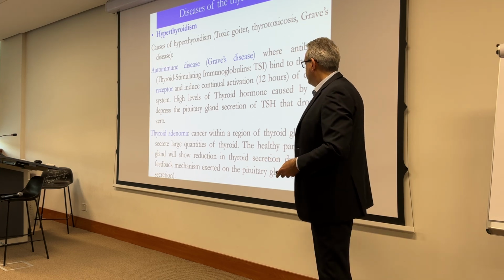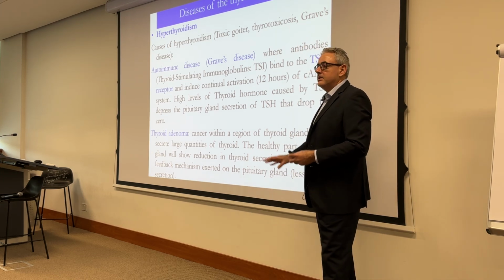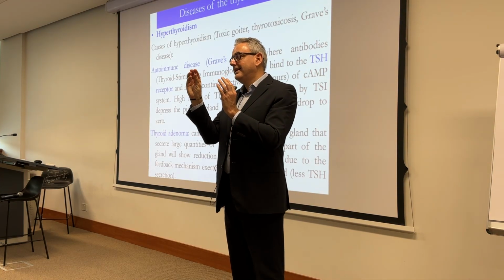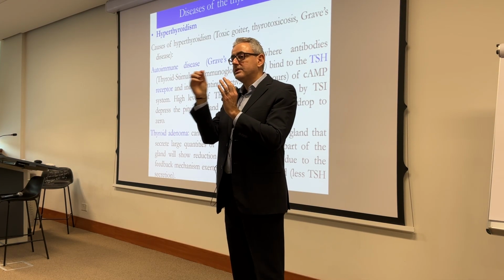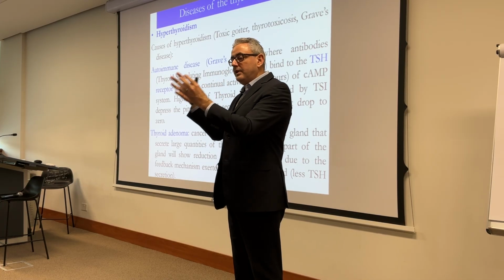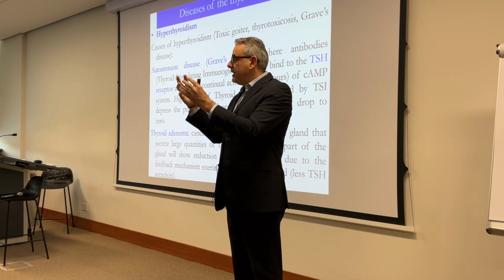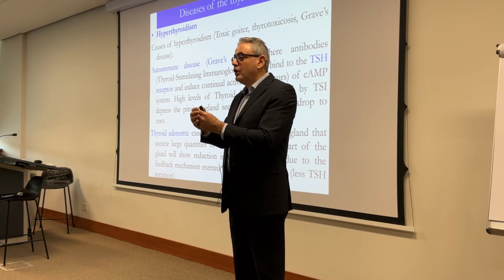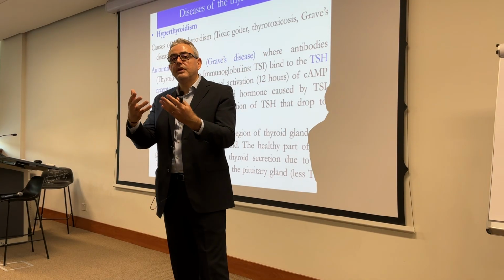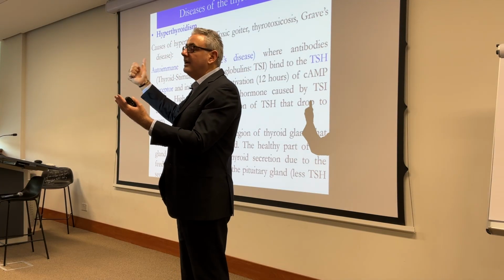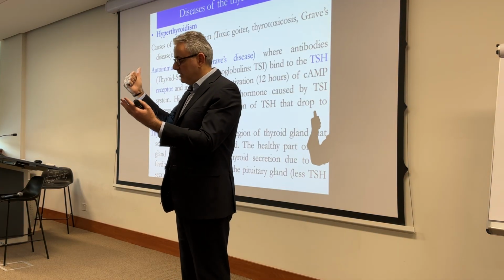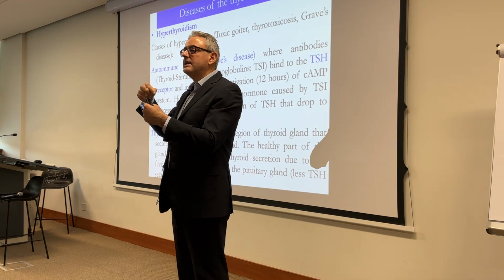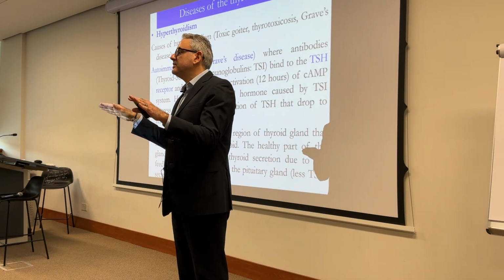Thyroid adenoma: sometimes in the thyroid gland, you have part of the gland that has adenoma, cancer cells. They are proliferating, they are producing T3 and T4 in large quantities. Who senses this high increase in T3 and T4? The anterior pituitary gland will say, this gland is producing normally. Why do I need to increase TSH? Let me shut down TSH.